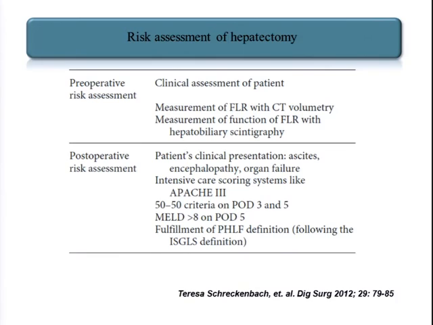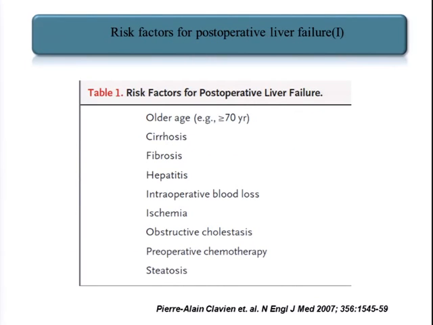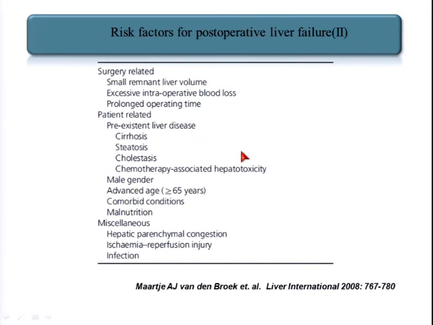So I think the most important thing is preoperative risk assessment, with clinical assessment of the patient and various liver function tests. First, we have to think about the risk factors of the patient: older age, and then several hepatitis. Preoperative chemotherapy we have to think about very carefully. And surgery-related, patient-related, and miscellaneous risk factors we have to consider together.